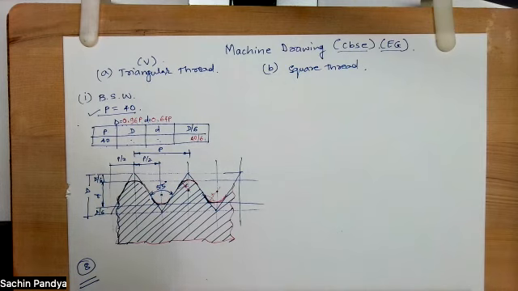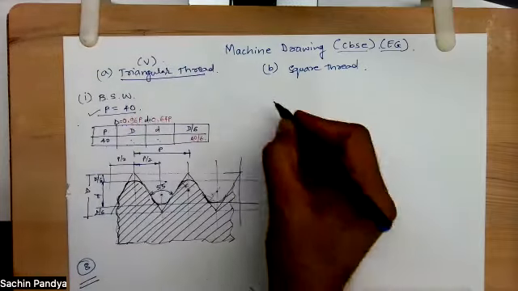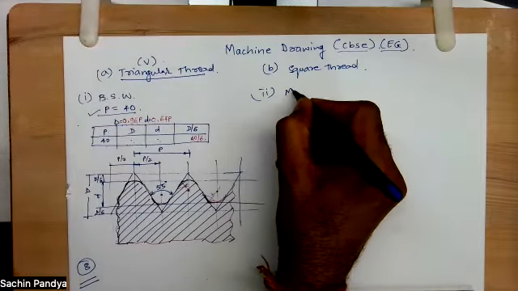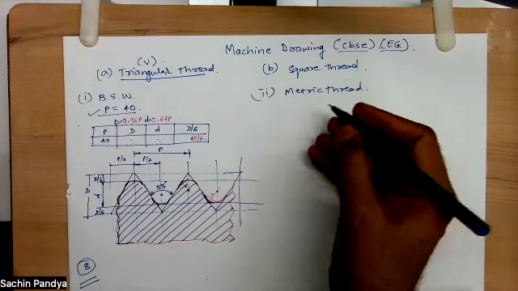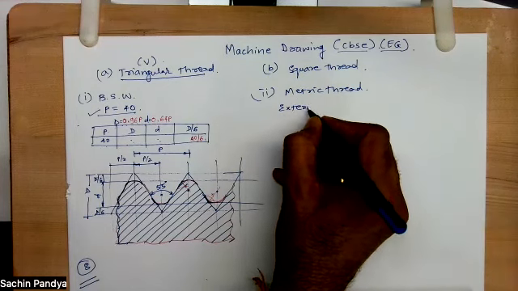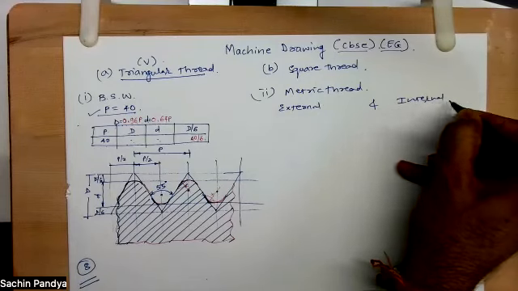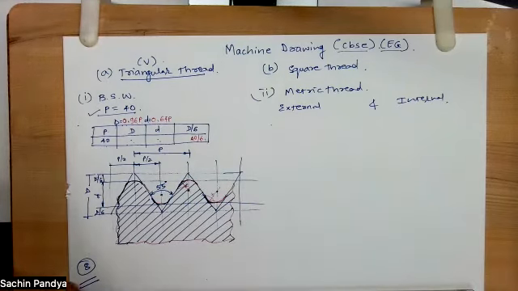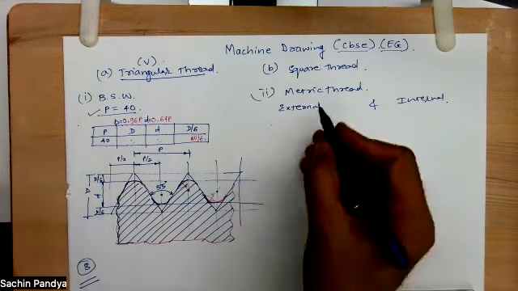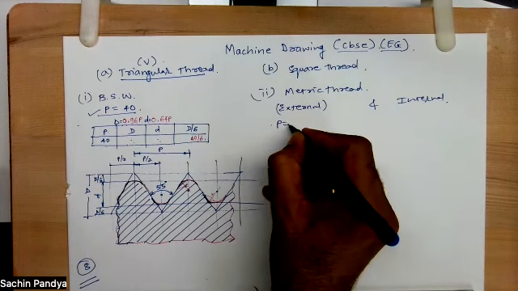Now the second thread we have is the metric thread. We are right now dealing with V thread or triangular thread. The second thread is the metric thread. In this, we have two types, external and internal. I'll explain what the difference is. In the external thread, again, I'll follow the same method. Let's say they will give me a question: draw metric thread, external, and pitch equals, let's say, 40.